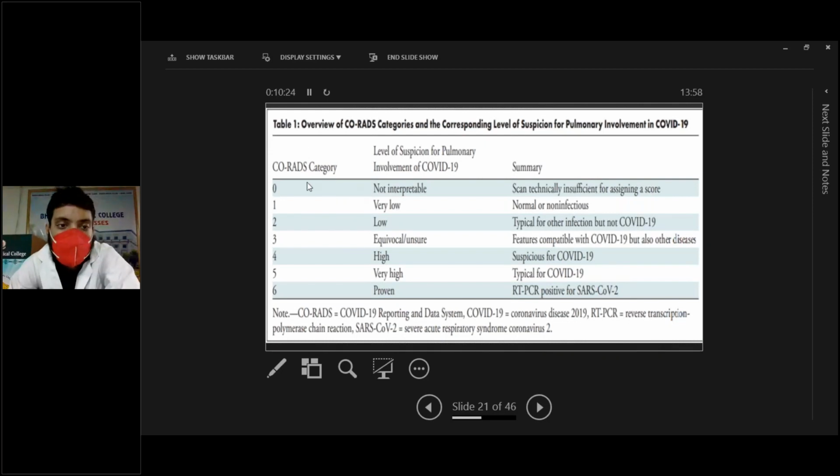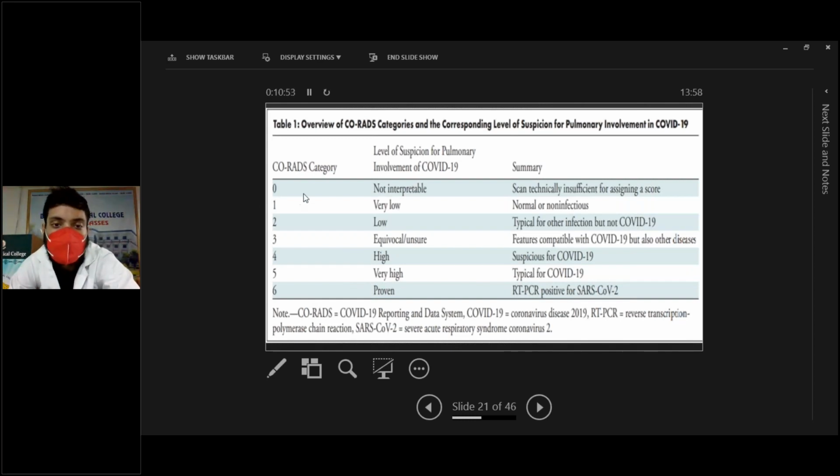So now we have the 0 to 6. The most important things are 1 and 6. 1 is a completely normal CT. If there are no findings, then we give it as CORADS category 1. Then what is 6? 6 is a proven case. It is RT-PCR positive for SARS-CoV-2. Just like our BIRADS, where it is histopathologically proven, we have COVID CORADS 6, which is RT-PCR positive.